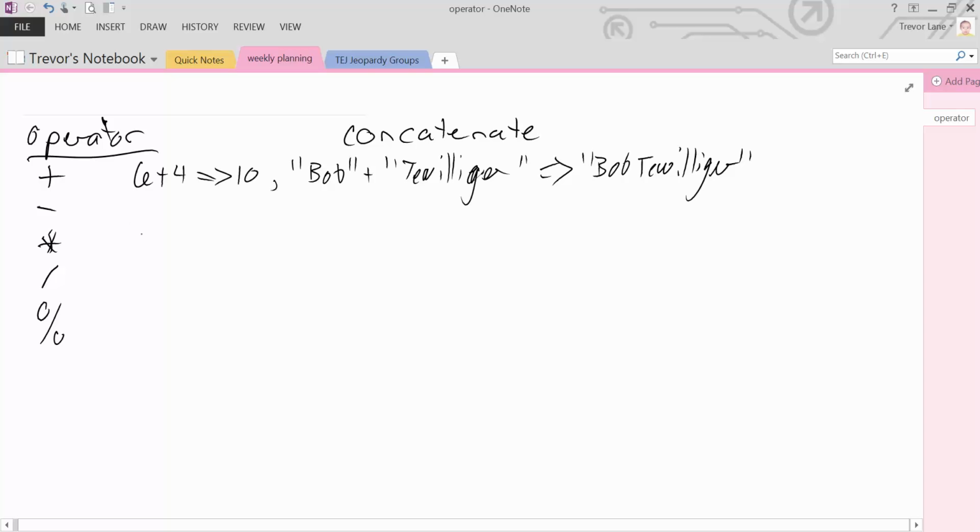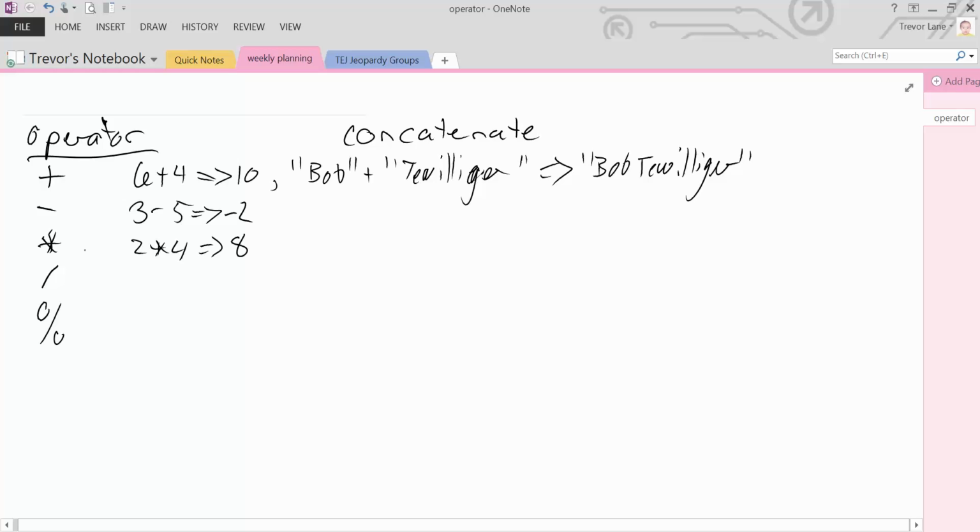The next thing we see is minus. Minus is the same as it's always been. 3 minus 5 is going to result in negative 2. See multiply, again, same type thing. You might see 2 times 4, and that's going to result in a value of 8. And then we have the divide sign.